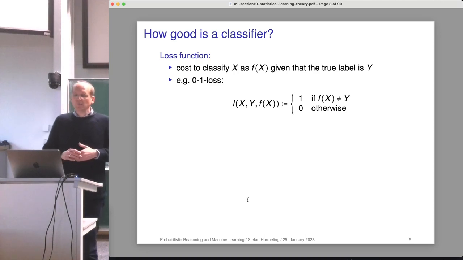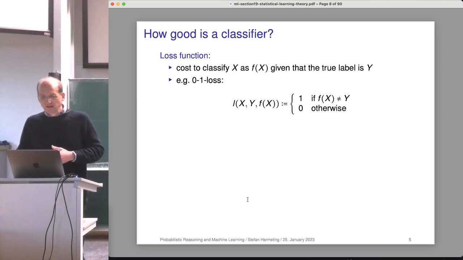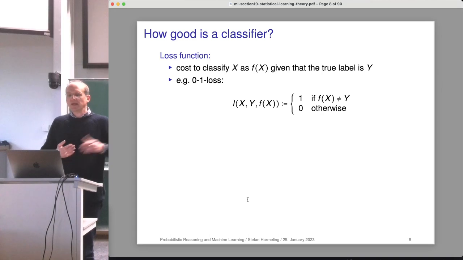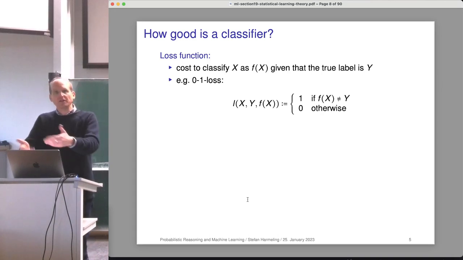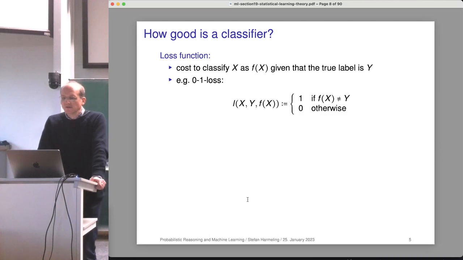So now let's see, how can we measure how good a classifier is? For that, we define a loss function. That's basically the same as we did before, but let's do it again and introduce some more notation. So here our loss function is this L, a little L, not an I. It takes the location, the true label, and the output of our classifier F. So F is our classifier that calculates something, and the loss is defined like this: if F of X evaluates to the value of Y, then everything is fine, we pay nothing. Otherwise, we pay 1. So we have one error.